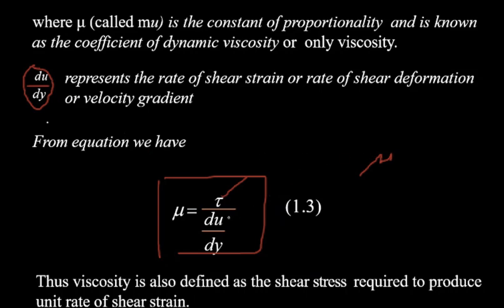Now the term du by dy is called the rate of shear strain or rate of shear deformation. So from the equation, mu, the dynamic viscosity or only viscosity, is equal to tau divided by the rate of shear strain. Thus viscosity is also defined as the shear stress tau required to produce unit rate of shear strain.